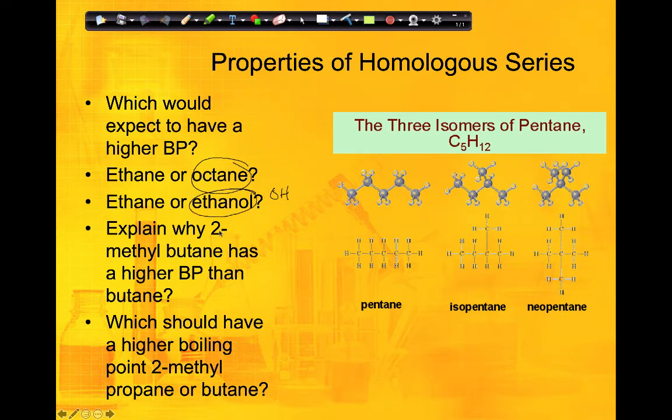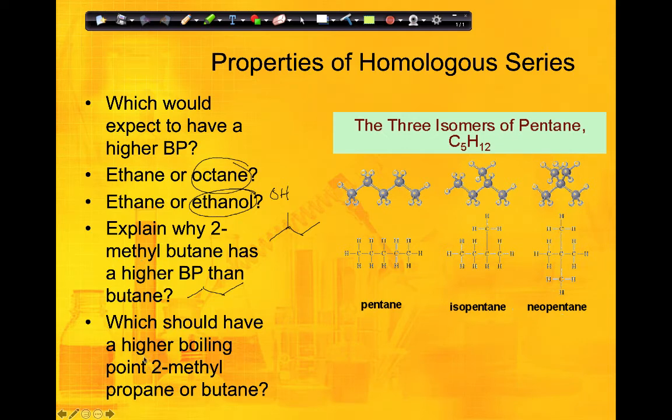Okay, why would 2-methylbutane have a higher boiling point than butane? Well, butane is this. 2-methylbutane is this. This one has another carbon. So this one has more polarizable electrons. It can have a stronger London dispersion force.